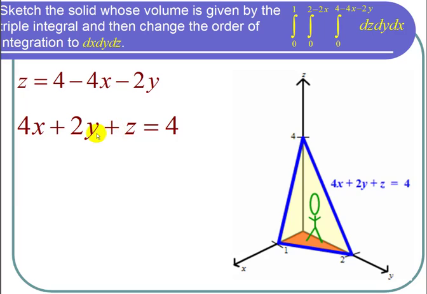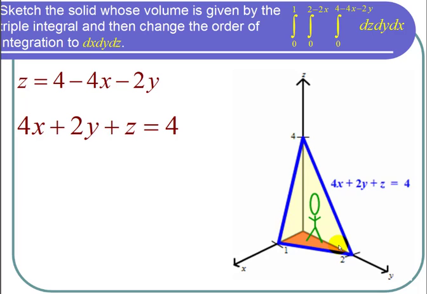Notice that if y and z are 0, x is 1, so it goes through x equals 1 for the x-intercept. If x and z are 0, y equals 2, so it goes through y equals 2 for the y-intercept. And if x and y are 0, z equals 4, so it goes through z equals 4 for the z-intercept.